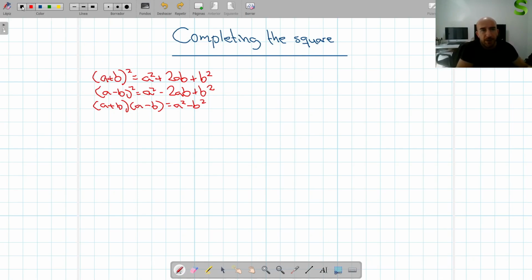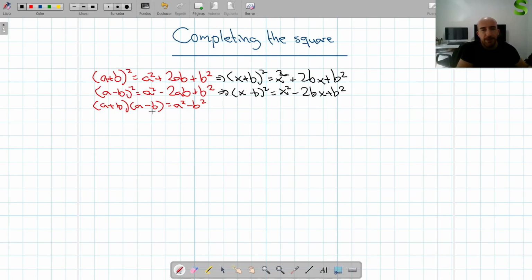If one of the terms a or b is x, then we have, for example, (x plus b) squared will be x squared plus 2bx plus b squared. And then on the second one, (x minus b) squared equals x squared minus 2bx plus b squared. Okay, these are the two that we're going to use today.